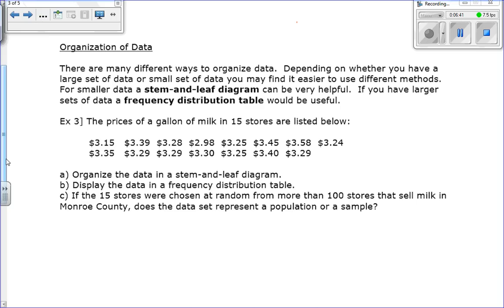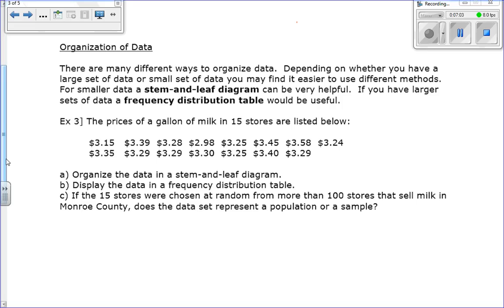Alright, we have the organization of data. There are many different ways to organize data, depending on whether you have a large set of data or a small set of data. You may find it easier to use different methods. For smaller data, a stem and leaf diagram can be very helpful.